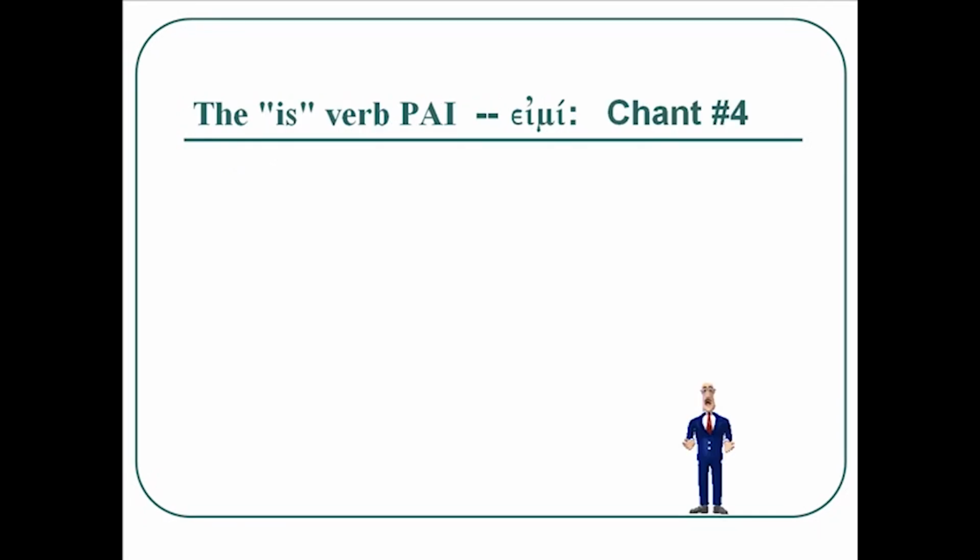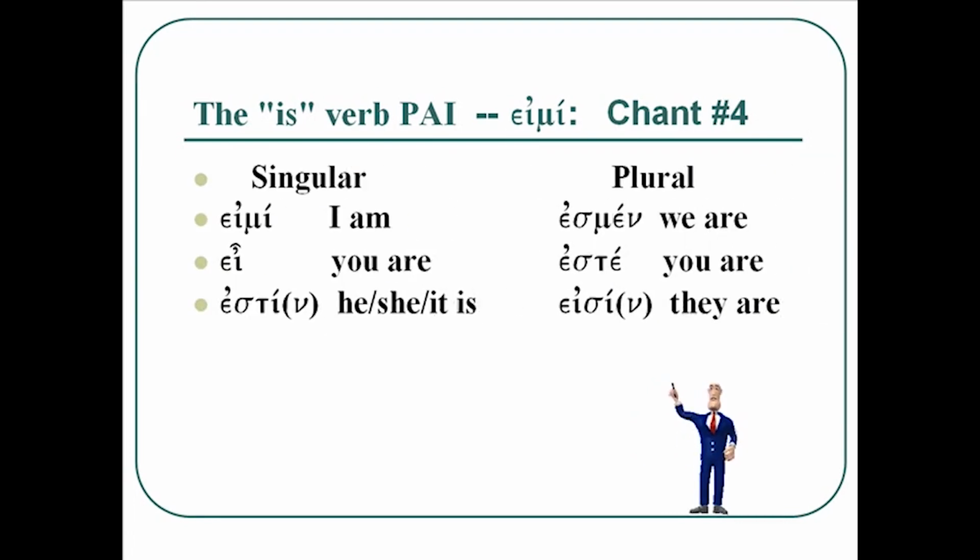The is verb in many languages is irregular. And so in Greek, our verb that means I am or is is eimi. In the present active indicative, we're going to learn to chant it. The first person singular is eimi, I am. Second person singular, ei, means you are. Estin, notice I included the movable nu, he, she, it is.